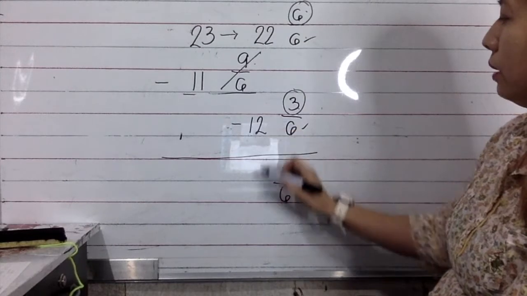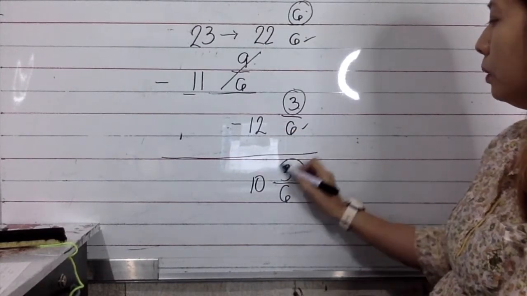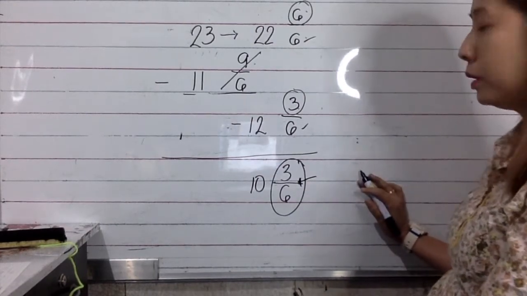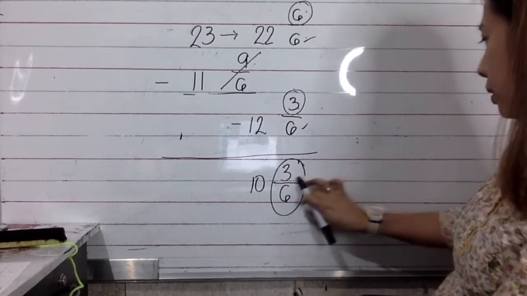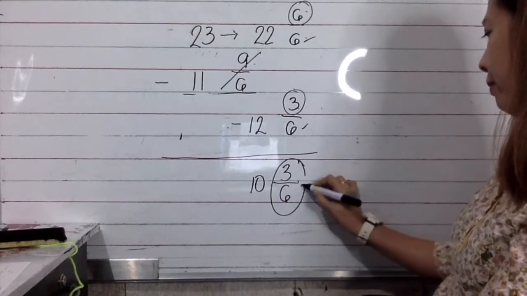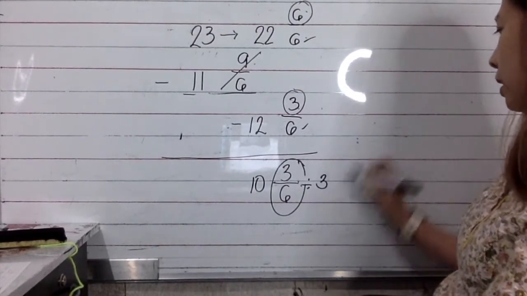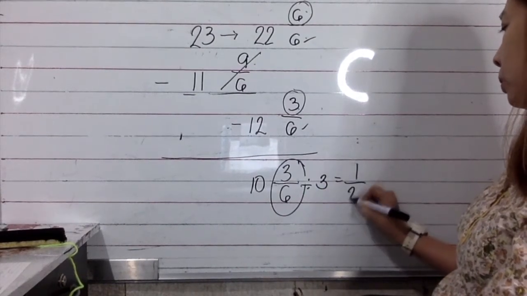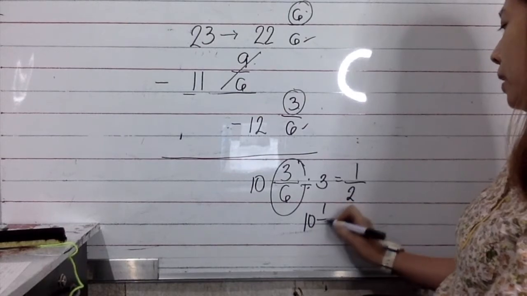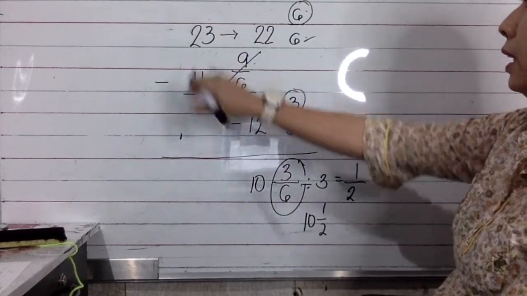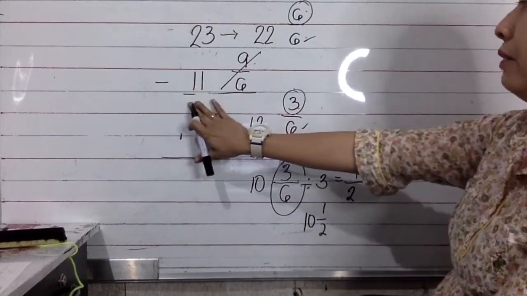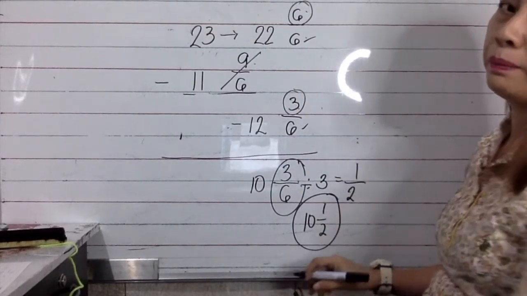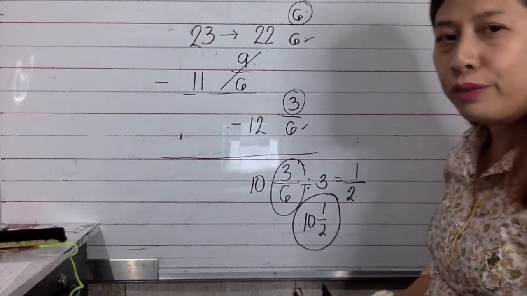22 minus 12, it's 10. But look at the fraction, it is not yet in the lowest terms. So divide it by the GCF, 3. So 3 divided by 3 is 1. 6 divided by 3 is 2. So the answer is 10 and 1 half. So 23 minus 11 and 9 over 6 is 10 and 1 half.